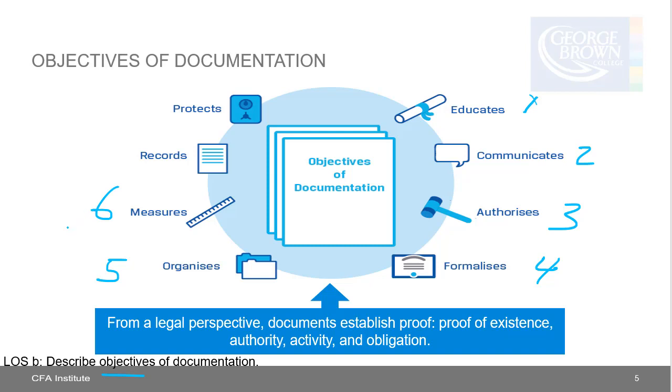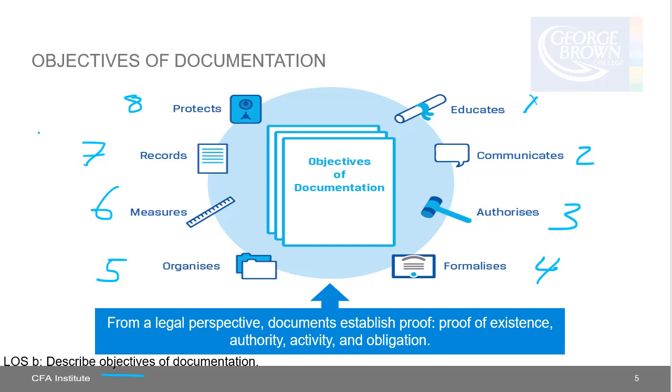Number 6, the objective of documentation is that it measures. It provides a benchmark for measurement and audit. Number 7, it records, preserves corporate learning, institutional memory. And finally, number 8, it protects. It provides assurance of a system to safeguard interests and manage risks. From a legal perspective, documents establish proof of existence, authority, activity, and obligations.